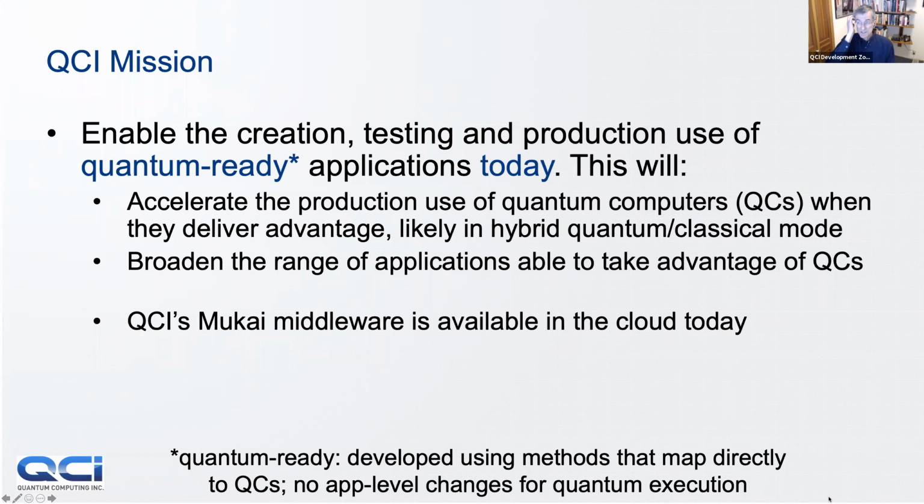Another thing this enables us to do is to broaden the range of applications that will be able to take advantage of quantum computers, because there's a stable base to build those quantum apps on. And the last thing I'll mention here is that our middleware, we call it Mukai, is available in the cloud today. So when we say today, we really mean today, Tuesday, April 28th. So you can log in today and start to get benefit.